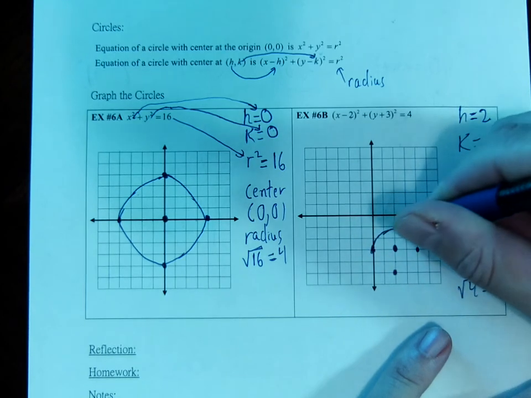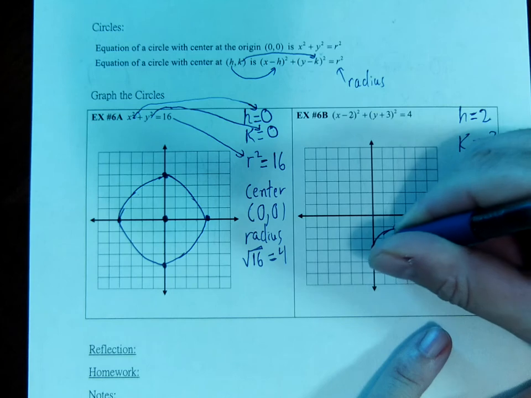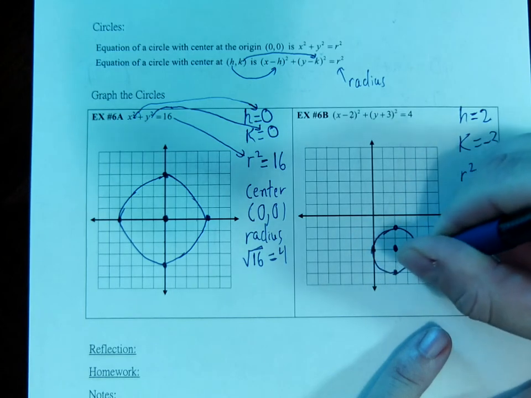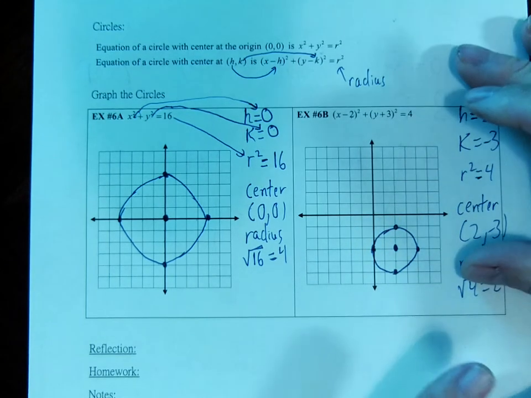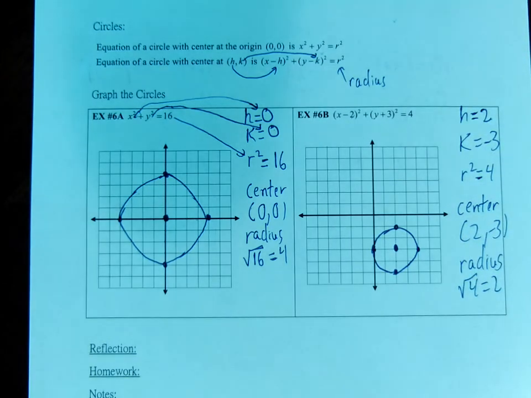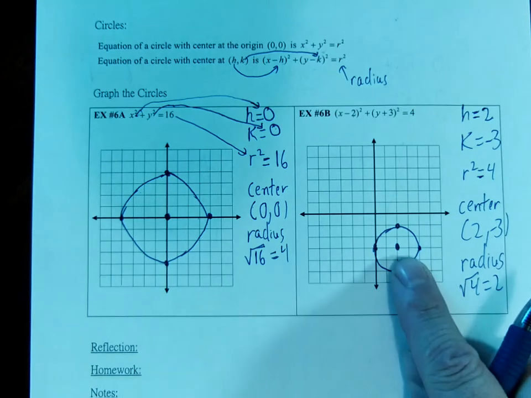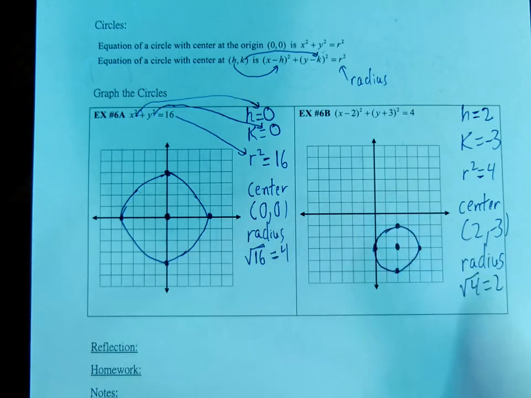Now here's an interesting comment on this one. This one does not have symmetry. So if you notice with this one, it does not have symmetry with the x-axis, does not have symmetry with the y-axis, does not have symmetry with the origin as well. That's mainly because its center is not the origin on this particular circle.